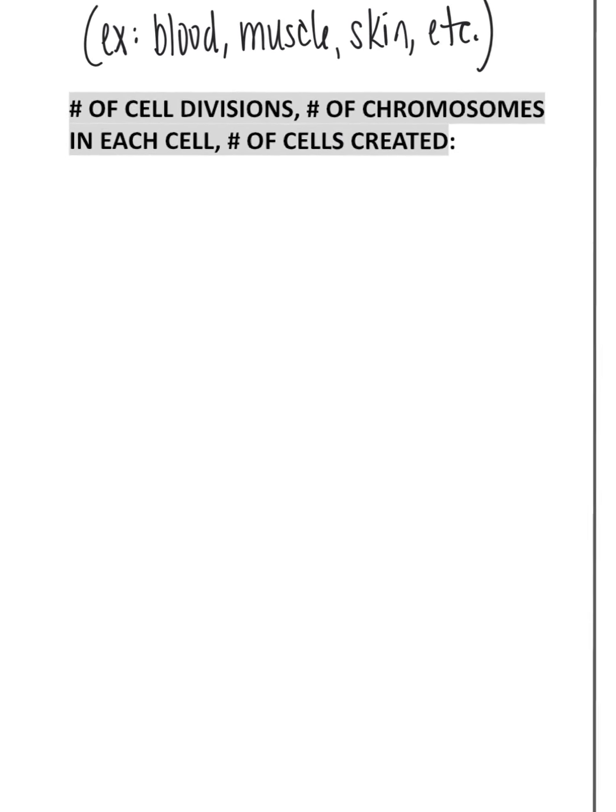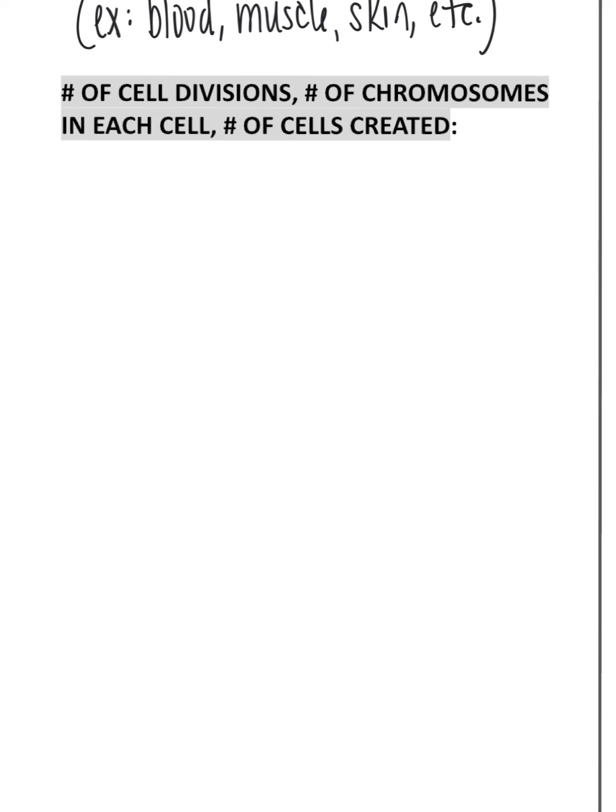Now let's go down to where it says the number of cell divisions, number of chromosomes in each cell, and the number of cells created. We're going to draw a little picture to explain what goes on. And we're going to go through the entire cell cycle. We're going to start off with a cell of 46 total chromosomes. So when a cell enters interphase and goes through G1, S, and G2, it needs to start off with 46 total.